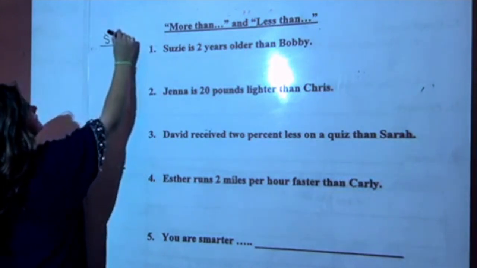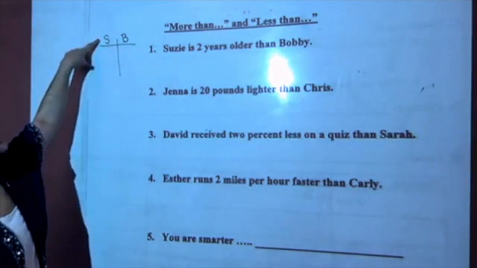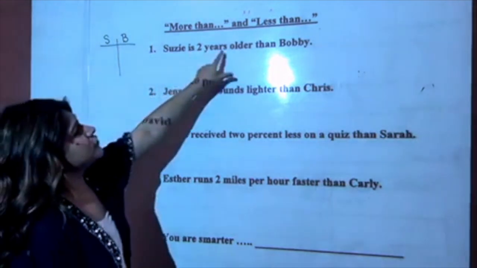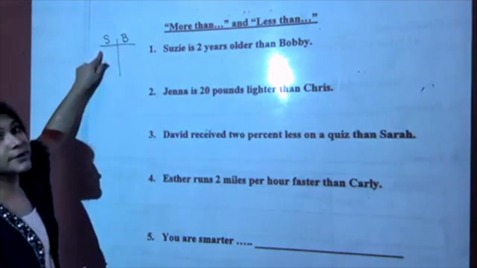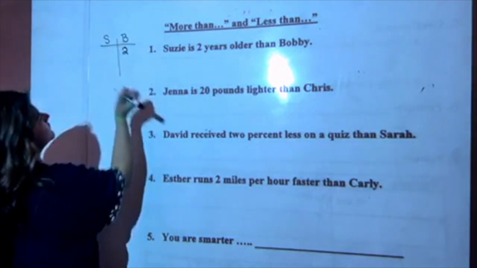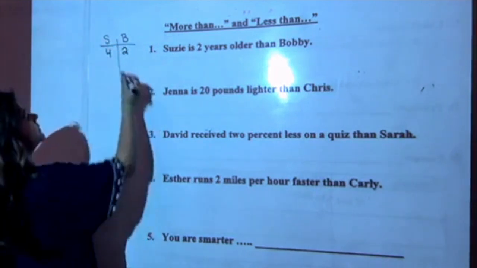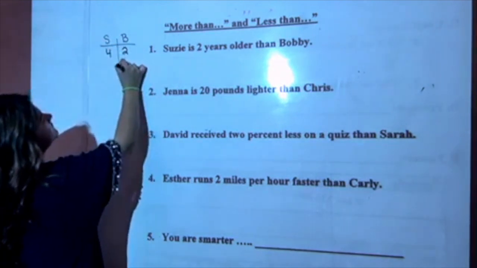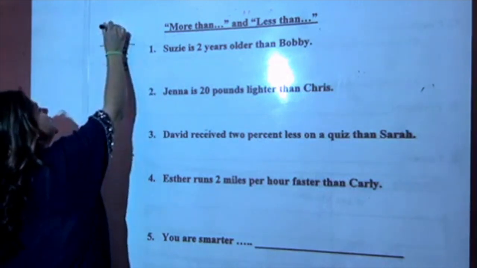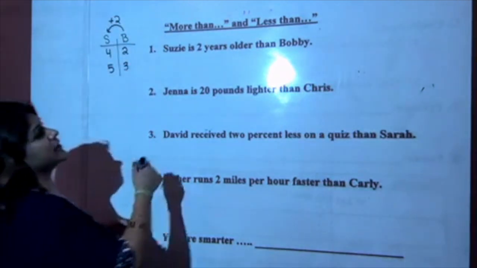So I'm going to have Susie and I'm going to have Bobby. S represents Susie's age and B represents Bobby's age. If Susie is 2 years older, then we know that Susie is bigger or older than Bobby. So if Bobby is 2 years old, then Susie must be 4 years old. If Bobby is 3 years old, then Susie must be 5 years old. Basically, we are adding 2 to get to Susie's age.